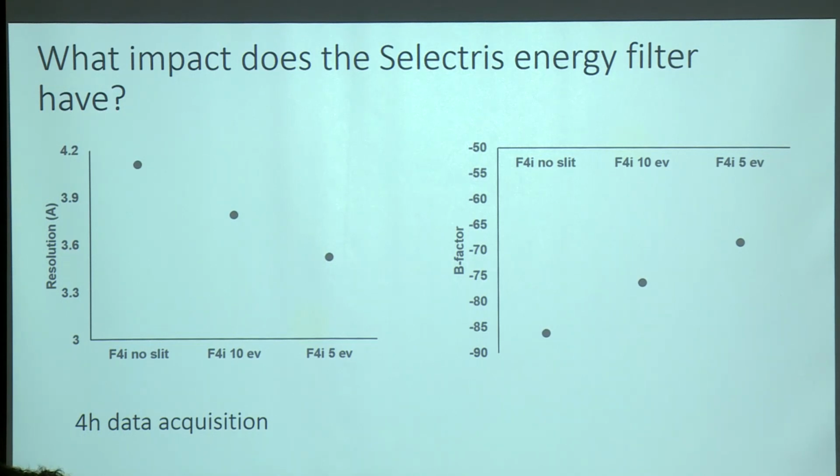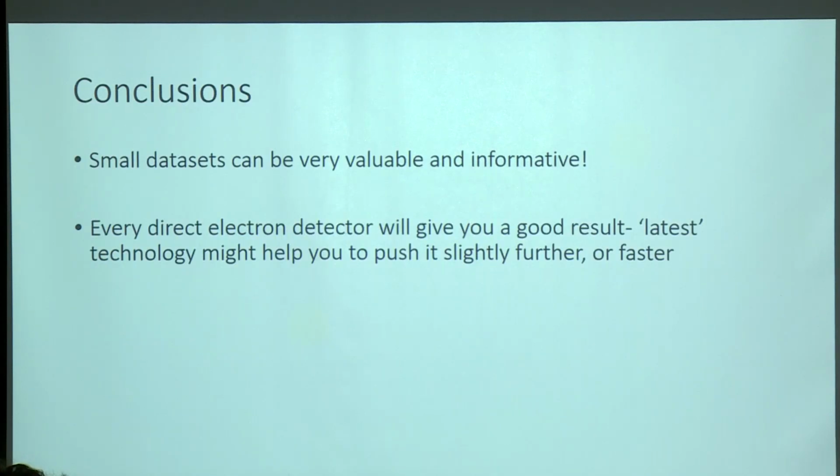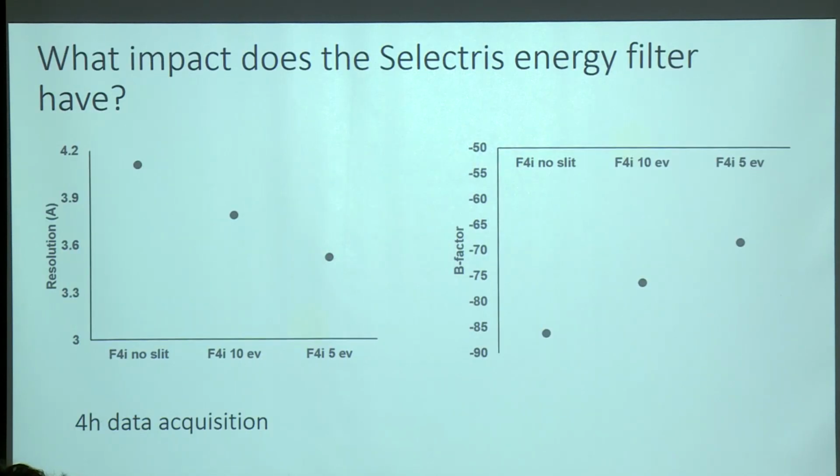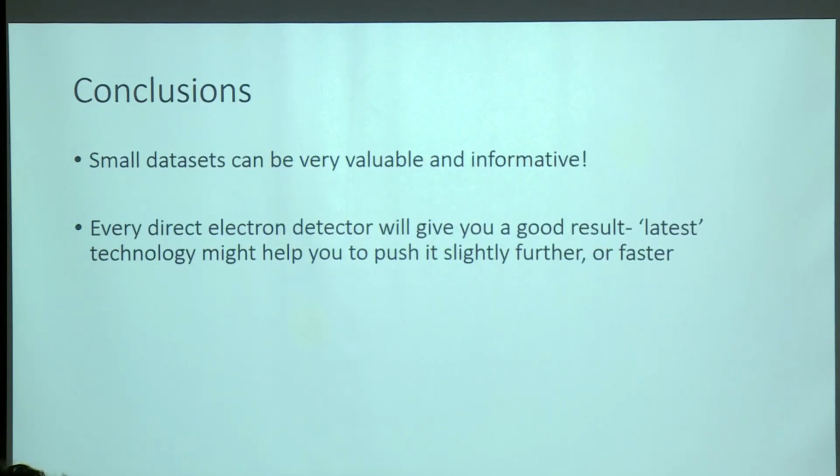We saw pretty clearly that using the Selectris with a slit, we're seeing an improved resolution from this in terms of the 4 hours of data acquisition. And again, we see this same trend in terms of B factors. I don't have time today to go into the reasons behind this, but I think it's really interesting and certainly for me was slightly unexpected. But I'd be more than happy to talk about that in more detail later.